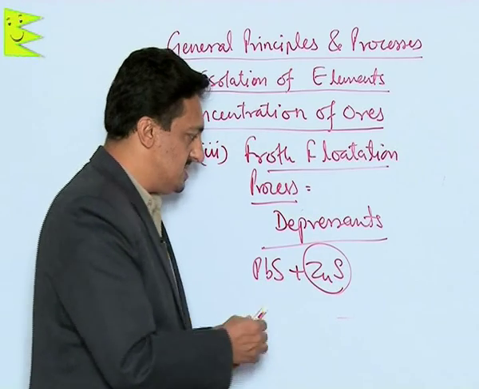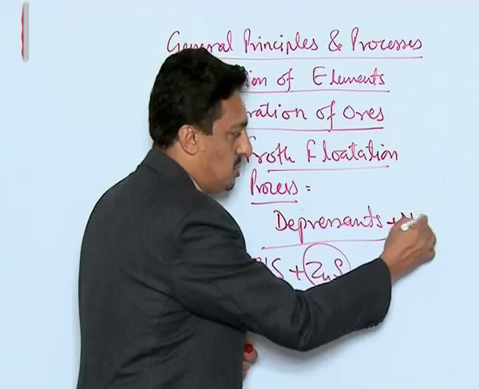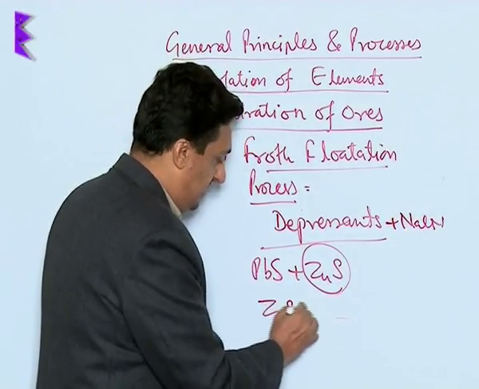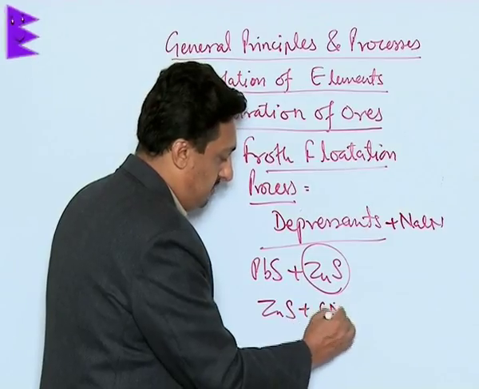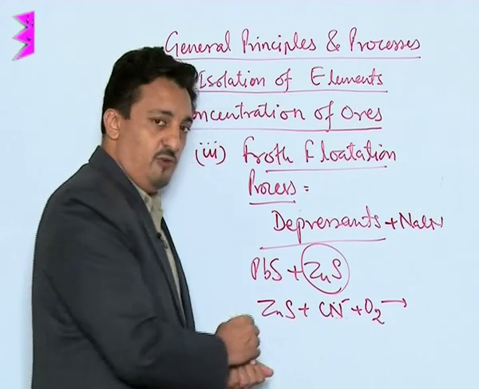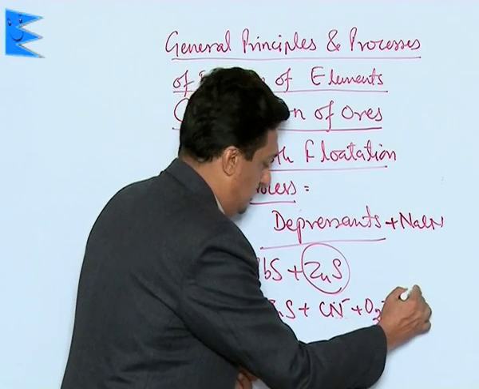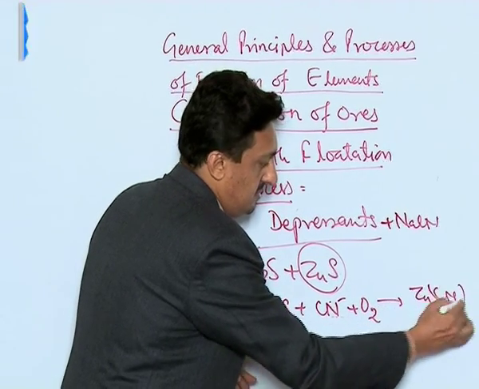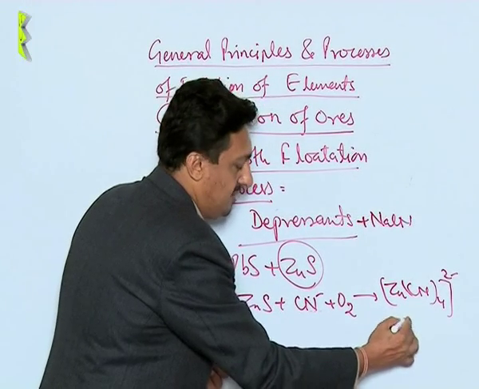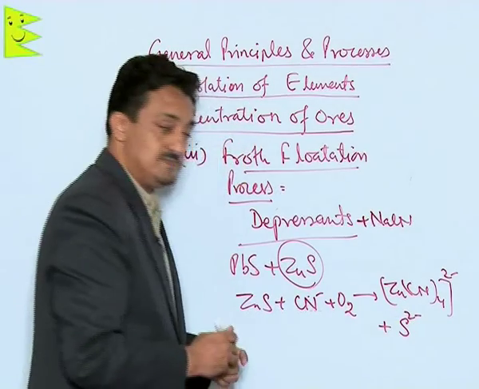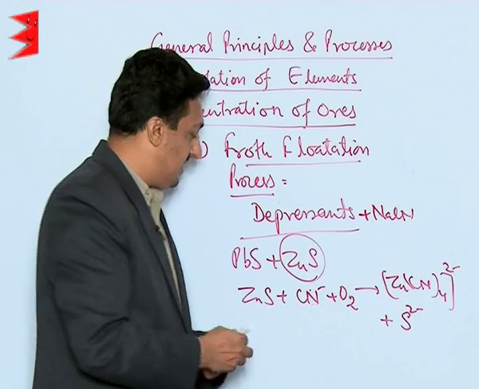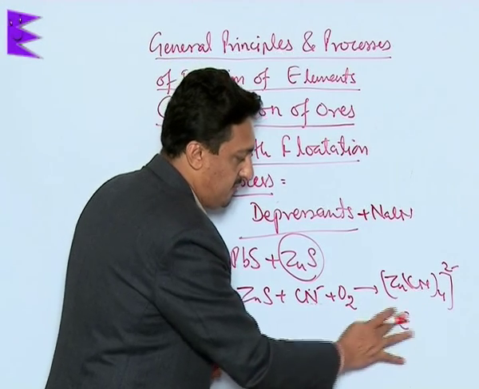And the depressant which we use is sodium cyanide. Now what is done in this is that zinc sulfide, when reacted with this cyanide in the presence of oxygen, the cyanide forms a very stable complex with zinc, like this one, and the sulfur comes out as such, like this. Now when the sulfur comes out, it combines with the sodium and forms sodium sulfide.